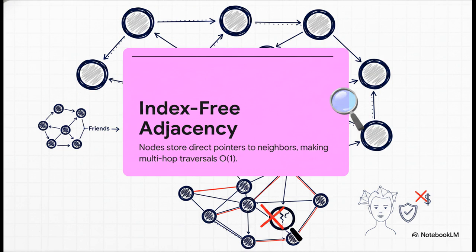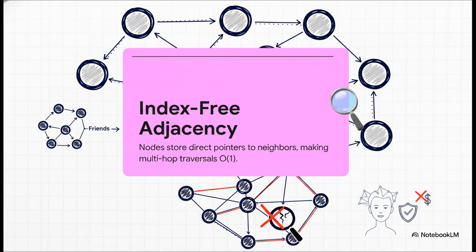Instead of doing incredibly expensive relational lookups, graph databases use a brilliant concept called index-free adjacency. Every single node stores direct memory pointers to its neighbors. Think of it like just pointing directly at a friend's cousin. Boom, one hop, done.